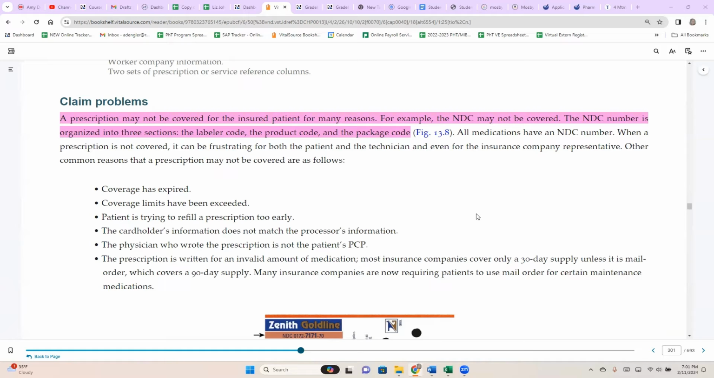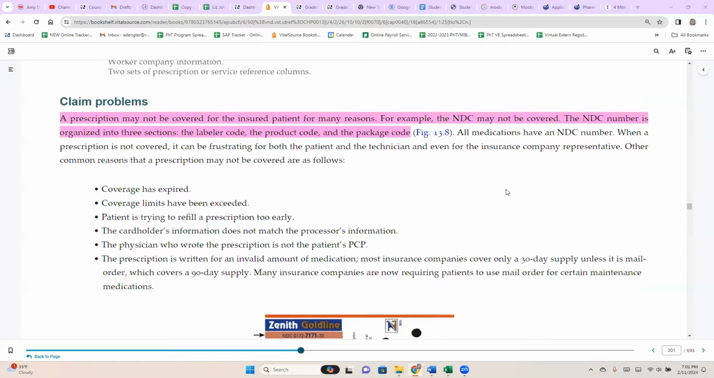All medications have an NDC number. So even your medications that are over the counter at home, look at them. Ibuprofen, your Tylenol, whatever you have, you should look at it because it does have an NDC number at the top.